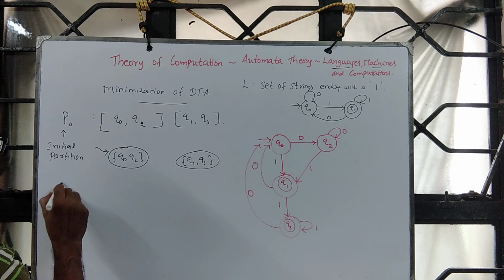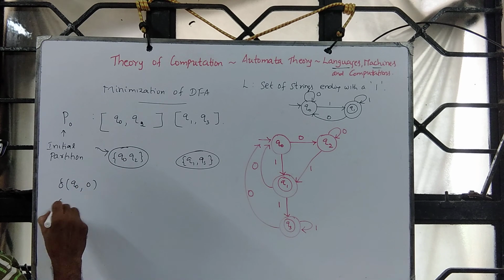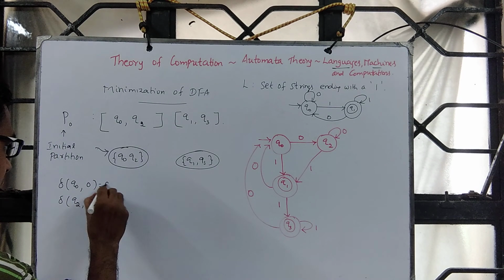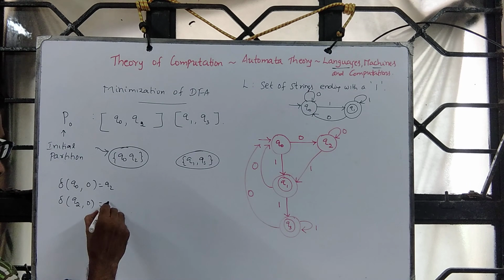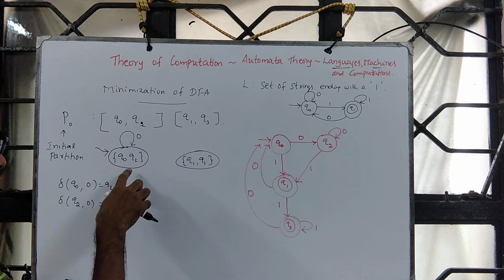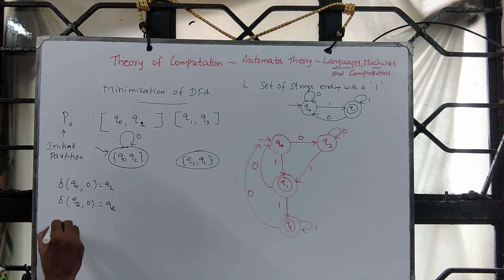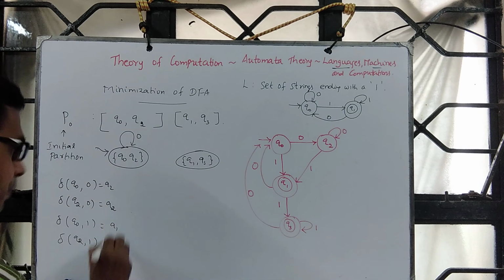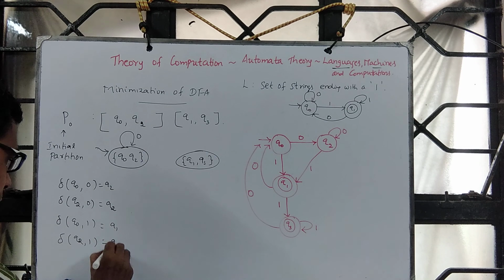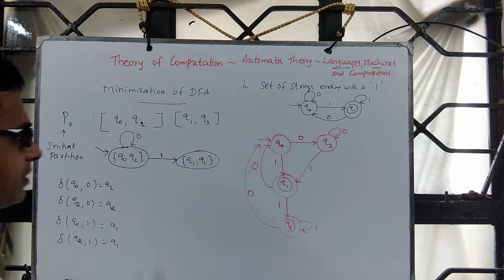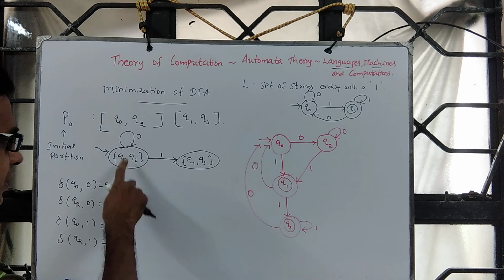So let's look at delta of Q0 comma 0 and delta of Q2 comma 0. Q0 comma 0 gives Q2, Q2 comma 0 gives Q2, which means when we read a 0, we stay in this block itself because Q2 is present here. Next, let us look at delta of Q0 comma 1 and delta of Q2 comma 1. Q0 comma 1 gives Q1, Q2 comma 1 gives Q1, which means when we read a 1, we go to the other block containing Q1 and Q3. Now with respect to this block, 0 and 1 are defined.